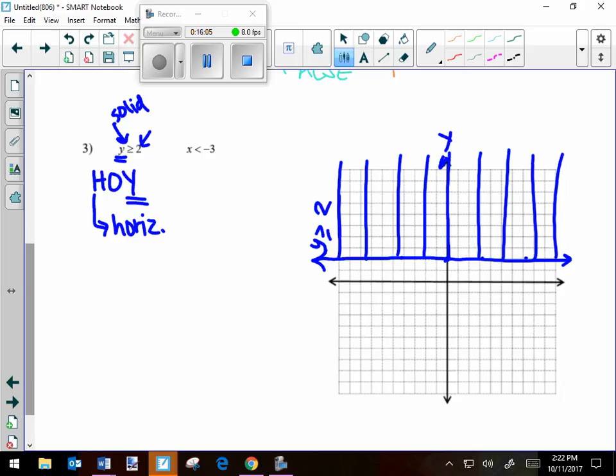I'm going to label my y-axis while I'm here and my x-axis. For the second one, it is x is less than or equal to 3. This is what I consider a Vux line because of the x. This tells me it's a vertical line. So I'm drawing a vertical line that crosses the x-axis at -3. So I'm going to -3, and I'm drawing a vertical line. Because of this, it's going to be a dotted vertical line.